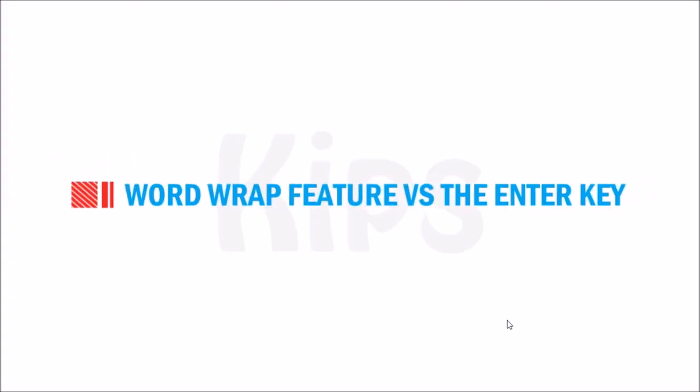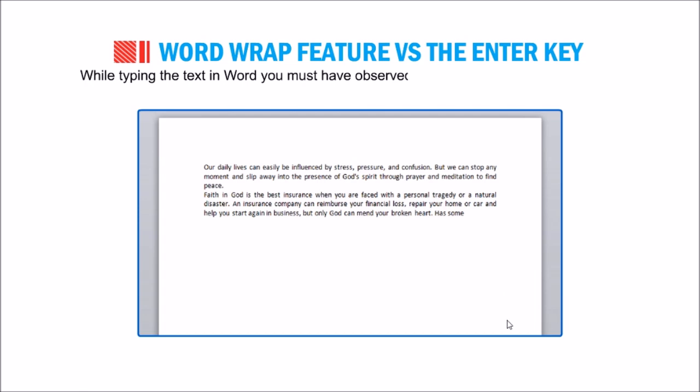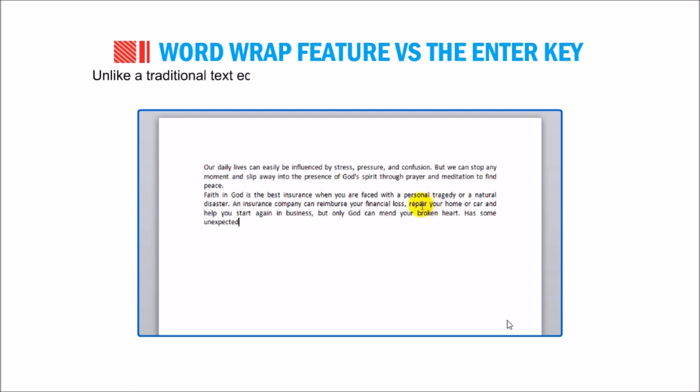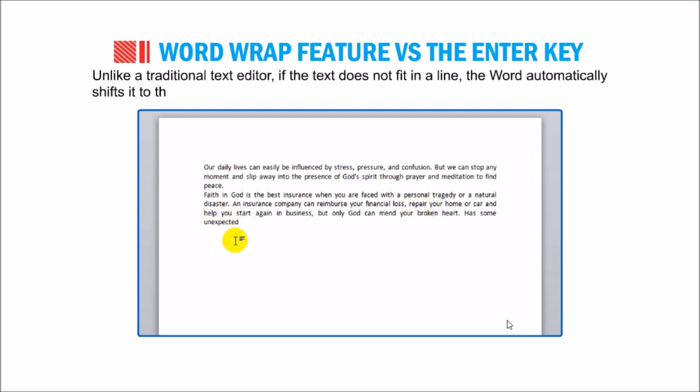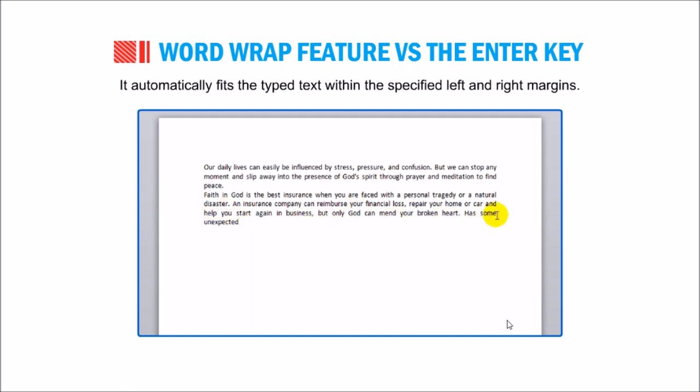Let us talk about word wrap feature versus the enter key. While typing the text in Word, you must have observed that there is no need to press the enter key at the end of each line. Unlike a traditional text editor, if the text does not fit in a line, Word automatically shifts it to the next line. This feature is called word wrap. It automatically fits the typed text within the specified left and right margins.